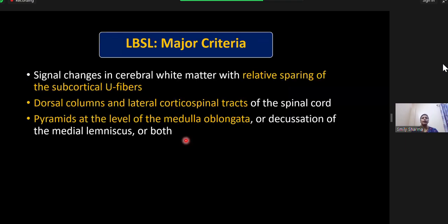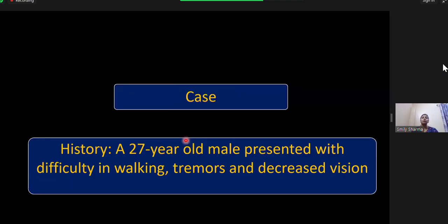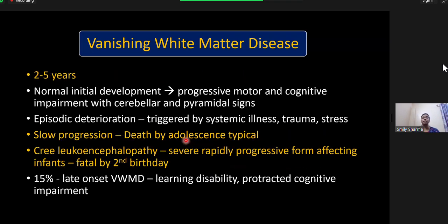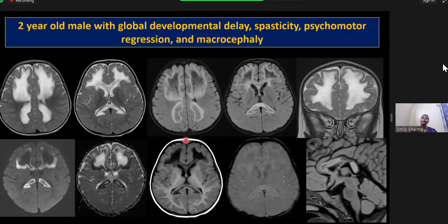As we saw in our case, there is liquefaction. So now we are moving towards cavitating leukoencephalopathy. So just to finish, yes, you have already told it is a mitochondrial complex deficiency. So here what we see is cavitating leukoencephalopathy.